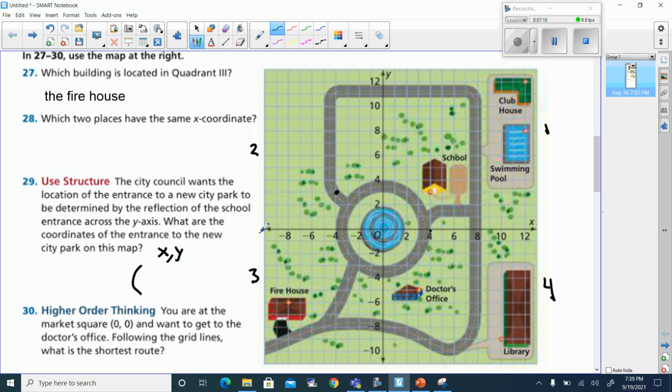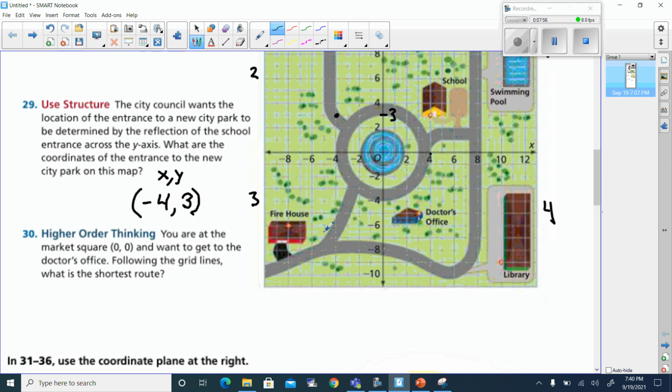So let's see, we always put X first, and since it's -4, let's see, that's kind of messy. Let me put that a little better. -4. There we go. And the Y would be right here. Oh, wait a second. I thought this was a 3 up here. Actually, this is right in between 2 and 4, and that would make this 3. So I stand corrected. This would be -4 and 3. All right. And that would be the coordinates to the entrance of the new city park.